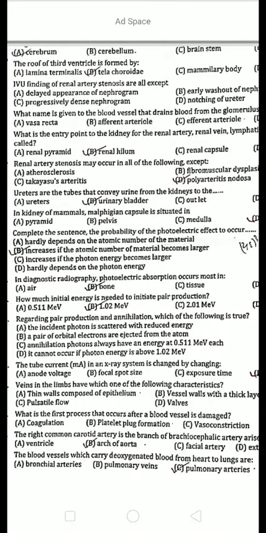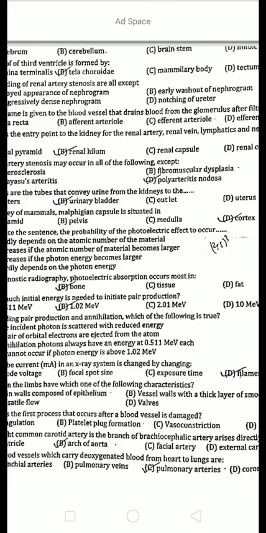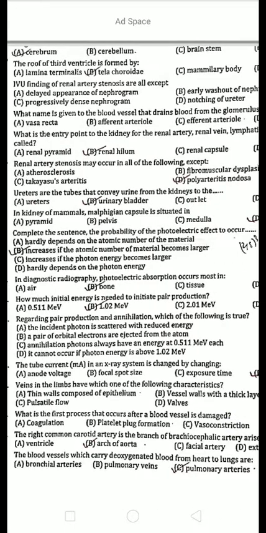Veins in the limb have which one of the following characteristics? The correct answer is B: the vessel wall has a thick layer of smooth muscle. So, veins in the limb, the correct answer is B.